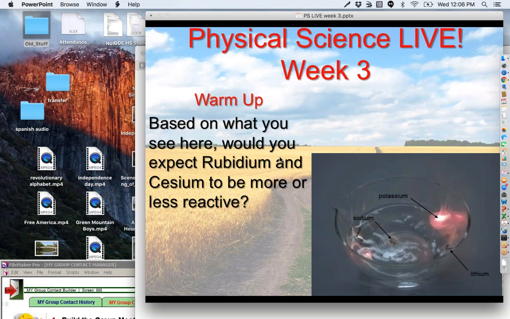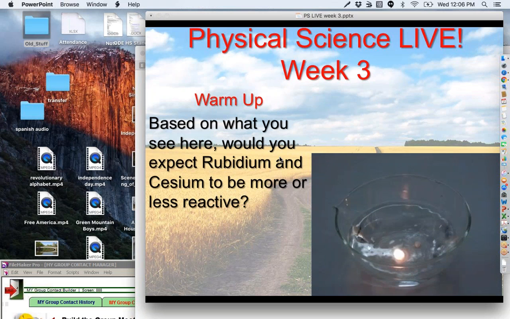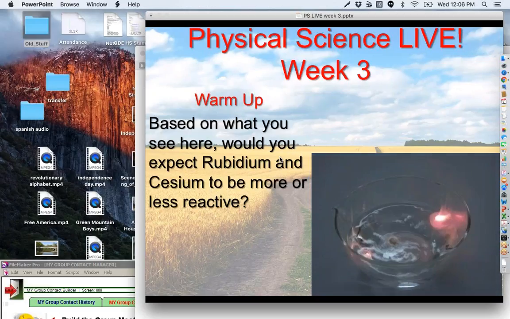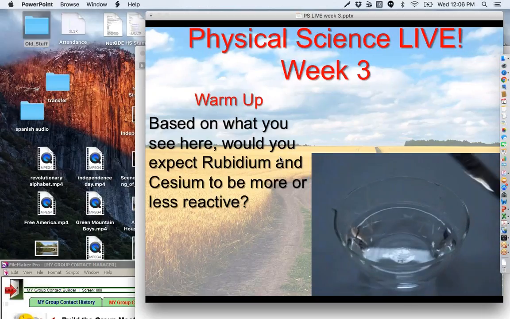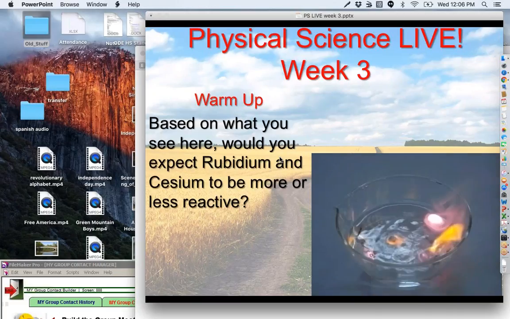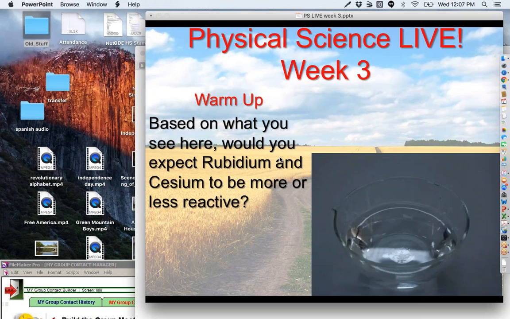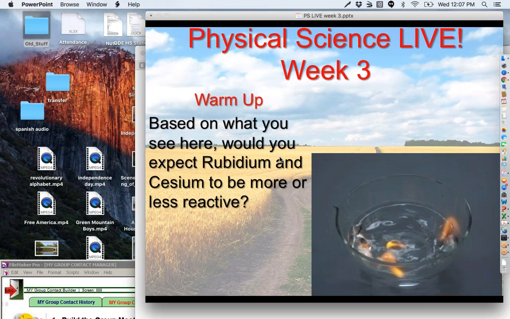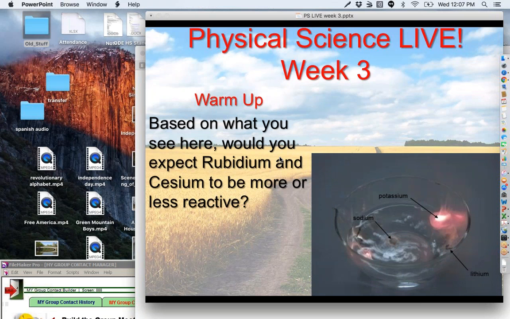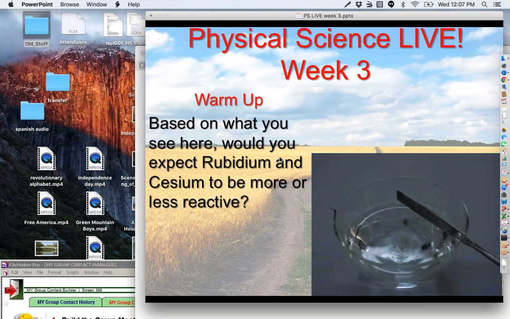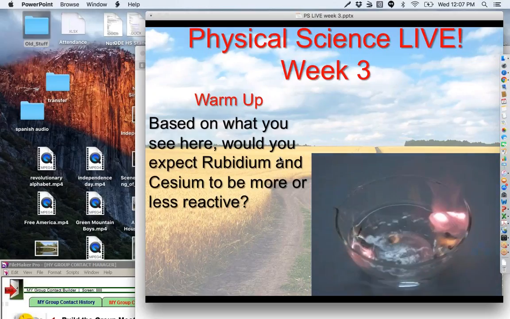Okay, so which one of those looks like it's reacted the most with the water? I know it's hard to see, they're all swirling around, but by the end, which one seems to be having the biggest reaction with the water? The sodium, the potassium, or the lithium? You can watch it a couple more times if you need to try to decipher what you're seeing there. I know it's not easy.